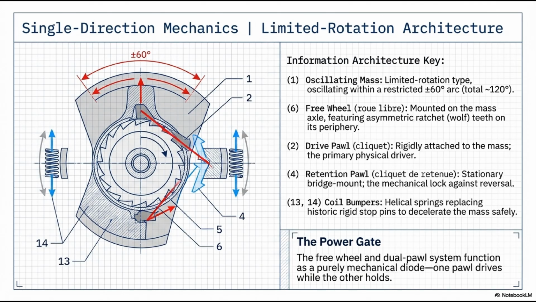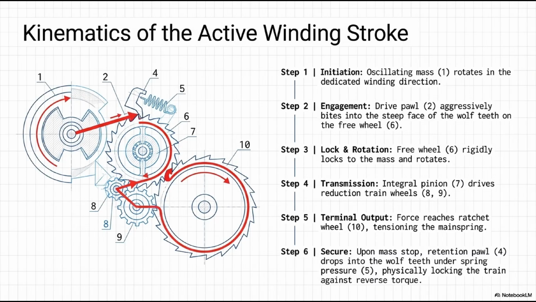The power gate concept here is beautiful. The freewheel and this dual pawl system function together as a purely mechanical diode. One pawl aggressively drives the system forward, while the other holds it perfectly still. Let's trace the strokes. Let's put the limited rotation mechanism into motion and trace the kinematics of the active winding stroke. Follow the red force arrows on the diagram.